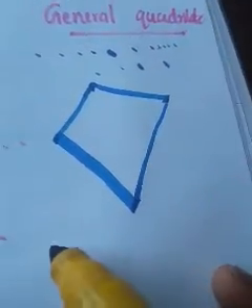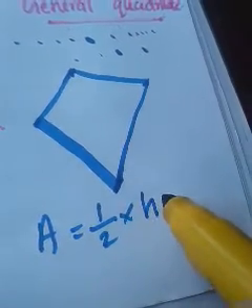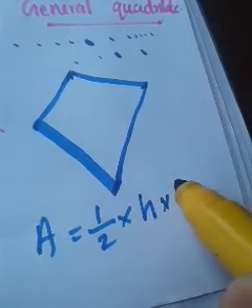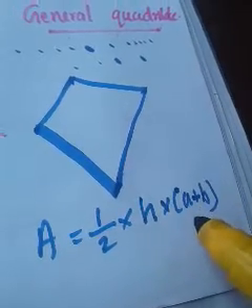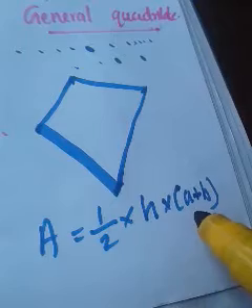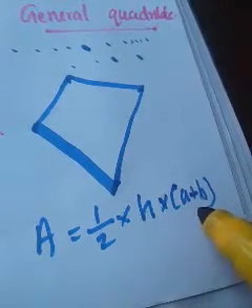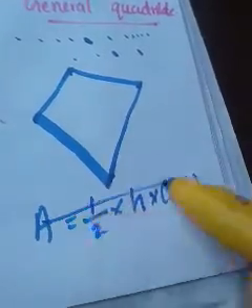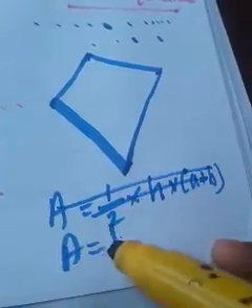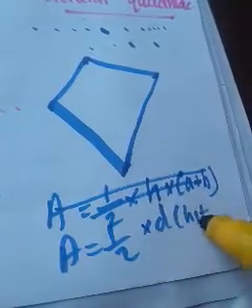Then how can we calculate the area of a general quadrilateral? The formula is half into h into a plus b. Sorry, this is not the formula, a small mistake happened. Area is equal to half into d into h1 plus h2.